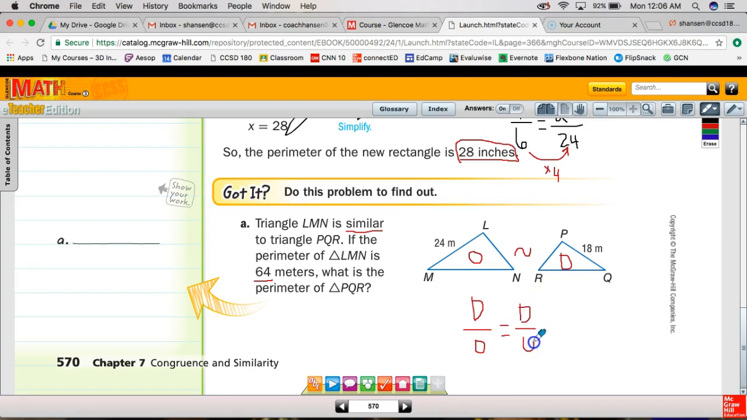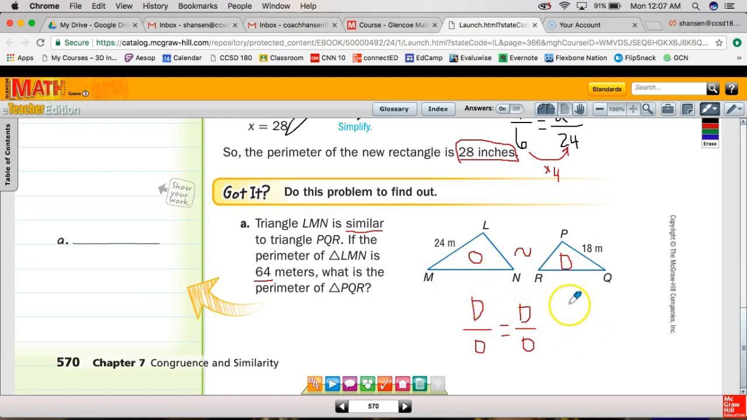Again, when I'm looking at proportions, 1, 2, 3, 4 spots. They give me 3 pieces of information. I'm trying to find the 4th. So in this situation, I'm going to use side length over side length equals the perimeter over the perimeter, or I can do perimeter over perimeter equals side length over side length. It really makes no difference. So just for the sake of keeping things simple, I believe over here we ended up putting the perimeter on the bottom. So let's go ahead and put the perimeter on the bottom for both of these.